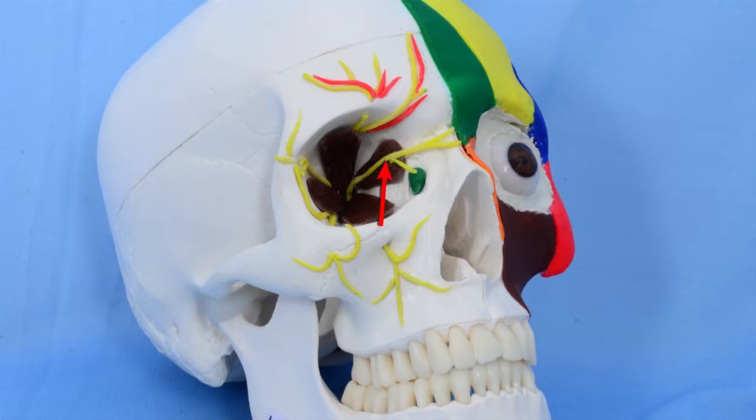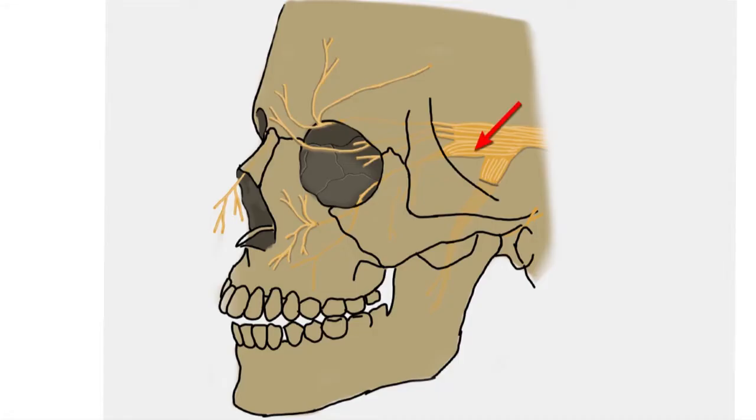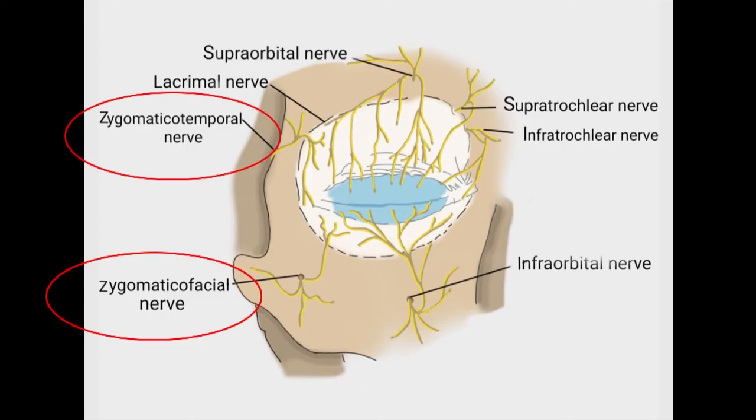The nasociliary nerve branches into the anterior and posterior ethmoidal nerves and the infratrochlear nerve. They innervate the lacrimal sac, inner canthus, and the lateral aspect of the nose. The maxillary nerve enters the orbit through the inferior orbital fissure and emerges as the infraorbital nerve from the infraorbital foramen. The zygomatic branch of maxillary nerve enters the orbit and divides to form the zygomaticofacial and zygomaticotemporal nerves.